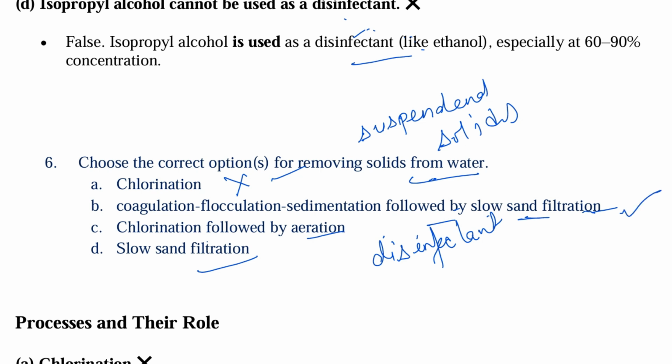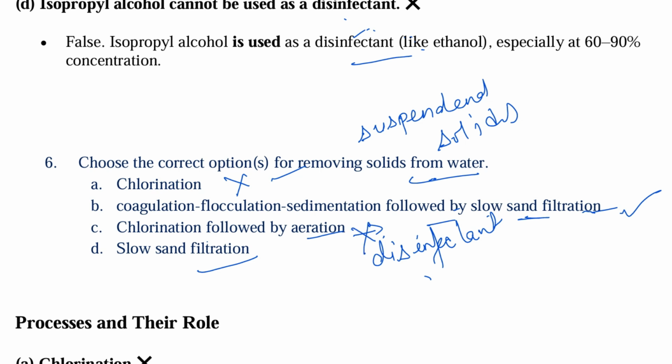Third option is chlorination followed by aeration. We know that chlorine is used as a disinfectant, but when it is followed by aeration, it does not remove any solid from the water. It means it's also incorrect.